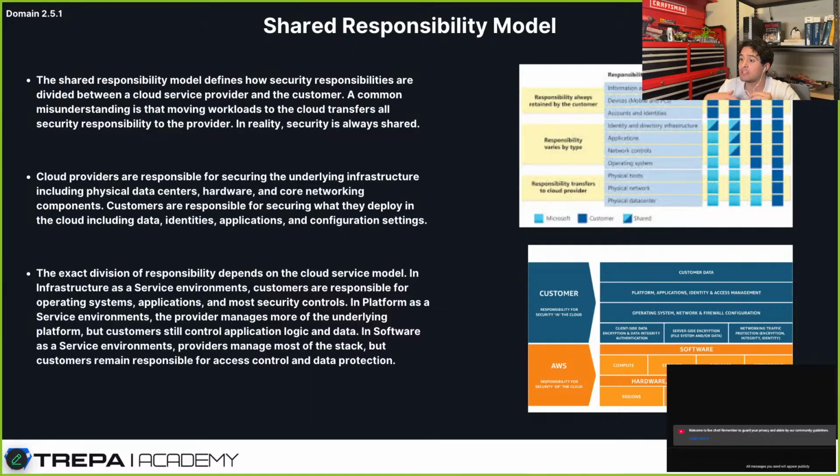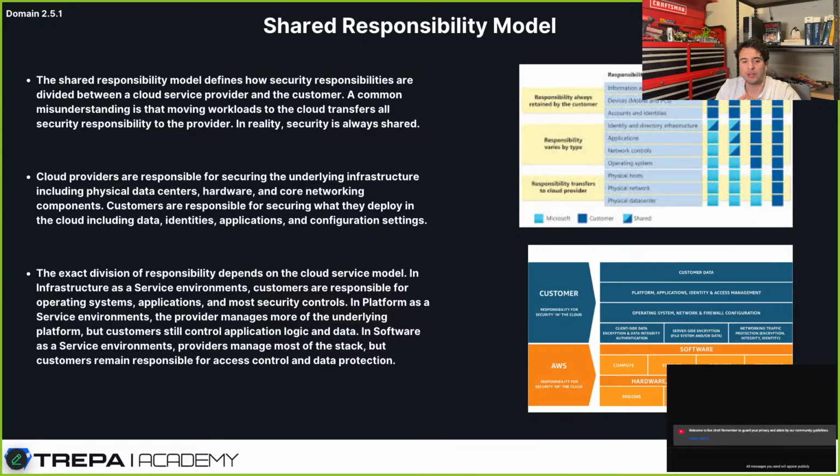Now, if we're doing PaaS, platform as a service, the cloud provider has a little bit more responsibility because we're giving you a platform to deploy code on. So a lot of that underlying operating system, the cloud service provider will patch and manage. But as far as the actual application you're deploying, that's on you. And then software as a service will be a lot more responsibility on the cloud, but you still have some things.